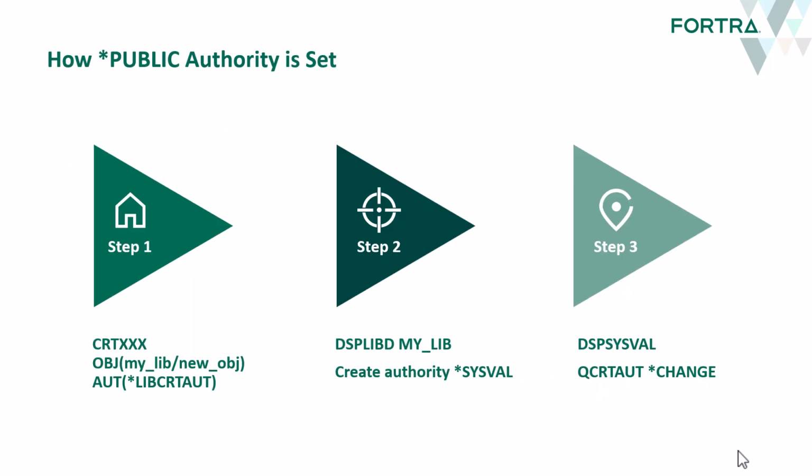If we look at how that public authority is set, when we create a new object, there is an attribute parameter called auth. It defaults to lib create auth, so it's going to look at your library first. If we look at the create authority on that library and it's set to *sysval, we know the objects being created in that library are going to go off of the system value, and that generally defaults to *change in a new system build. That means that every new object being created on your system is going to be set with public having change authority to that object.